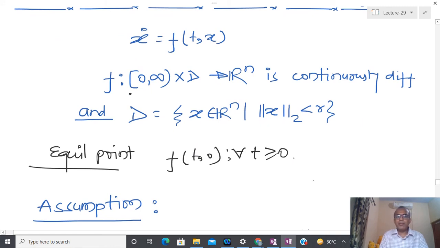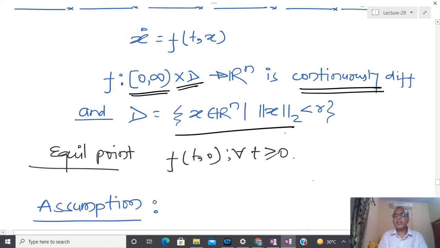What I am going to do, I am going to consider this time, and I am assuming that f is piecewise continuous in t and locally Lipschitz in x in order to make sure that there exists a unique solution. Okay, and this function is again continuously differentiable in this whole region, and it means that the mathematical model is only valid in this particular region.